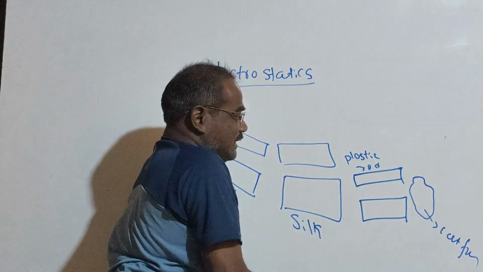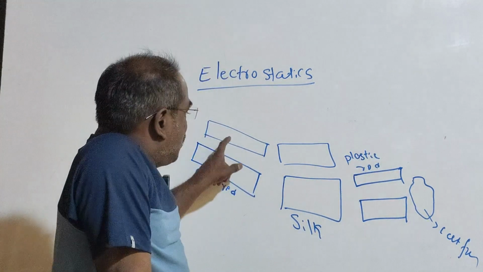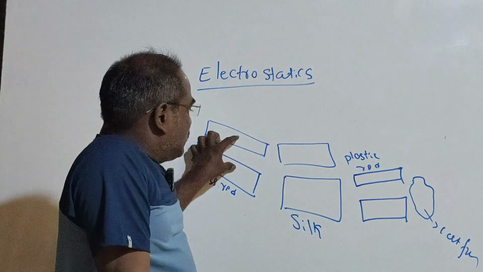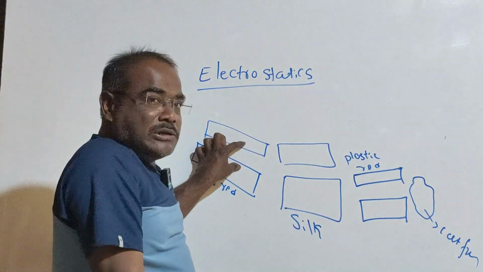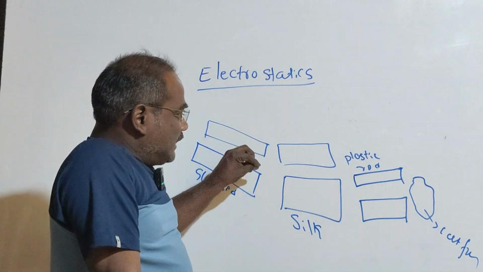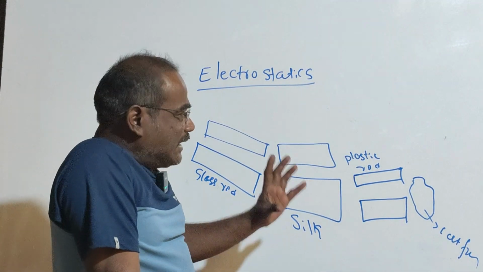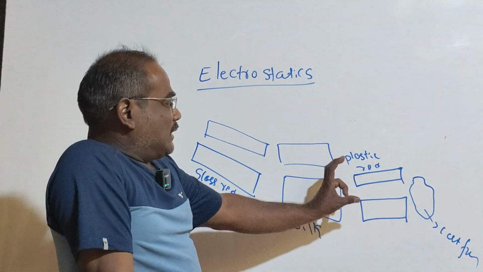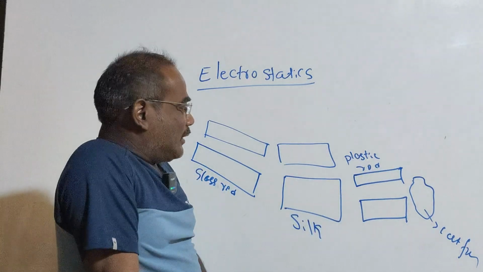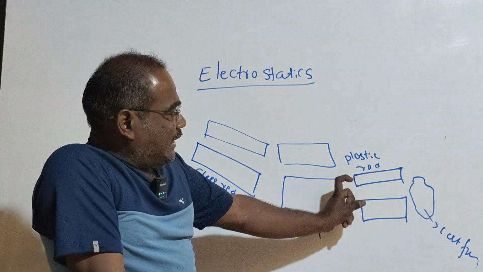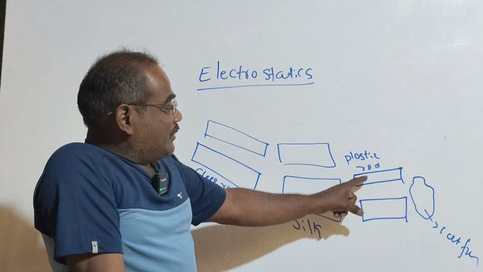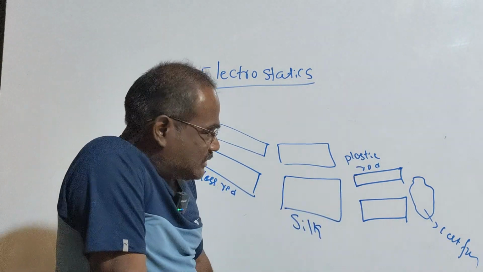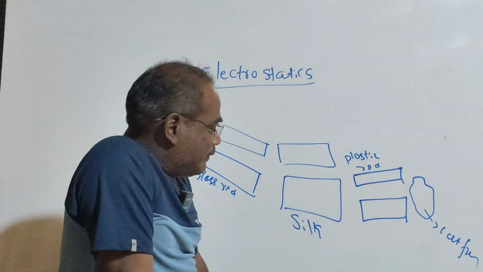See, here I took glass rods rubbed with a silk cloth. After rubbing, if I try to bring these two glass rods close to each other, they repel each other. Again, if I take two plastic rods and rub them with cat fur, after rubbing, if I try to bring these two plastic rods close to each other, they start to repel each other. This is the second experiment.